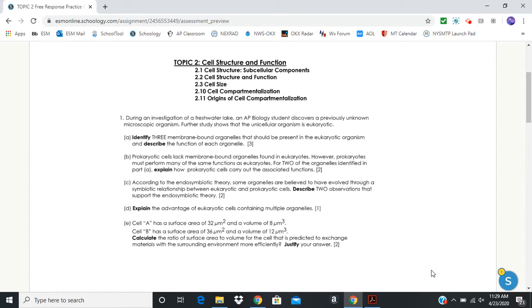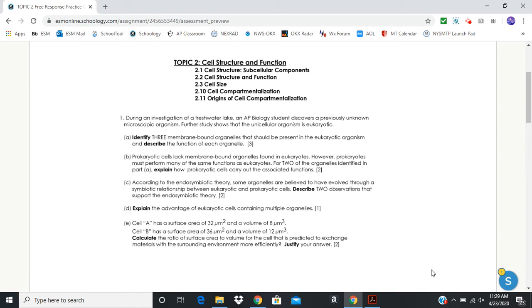Hey, AP Bio. So we're going to take a look at this topic 2, free response question A. So we can kind of go over this bit with you guys. This is the type of question that you're going to see on the AP test. We've been prepping you guys for this the last 2 weeks.